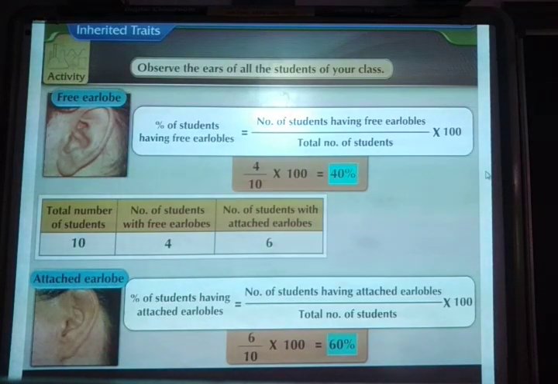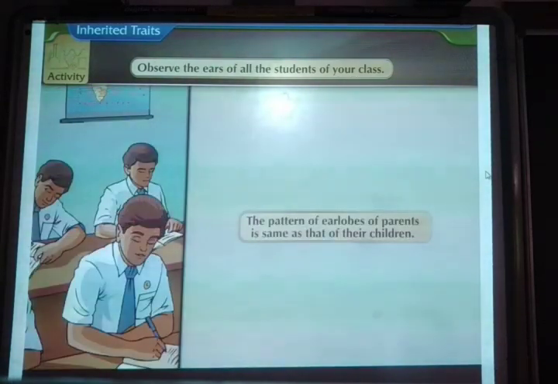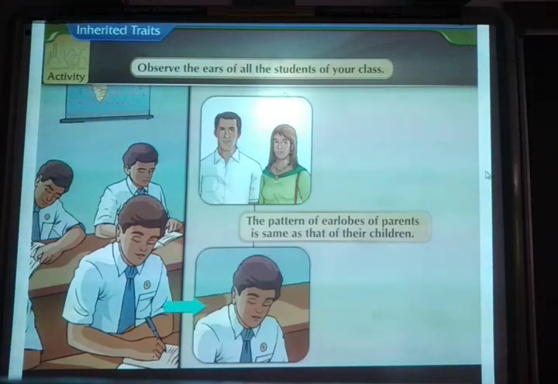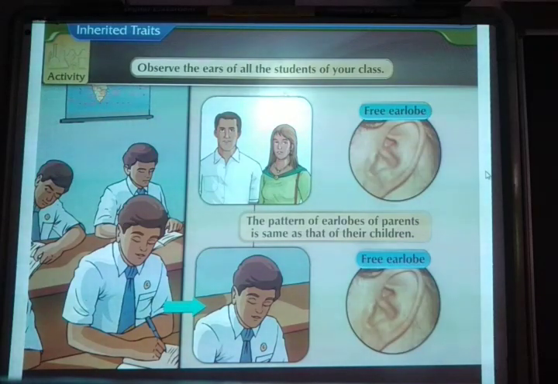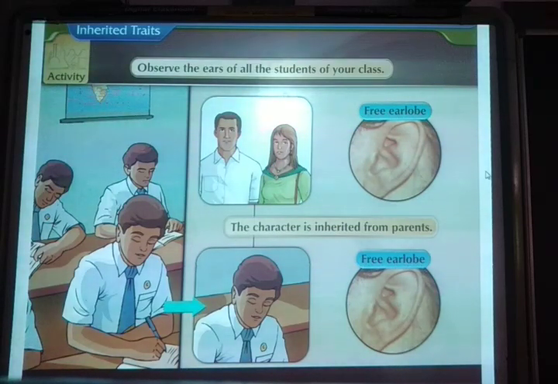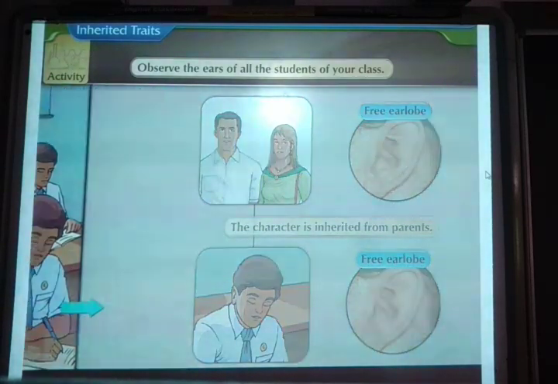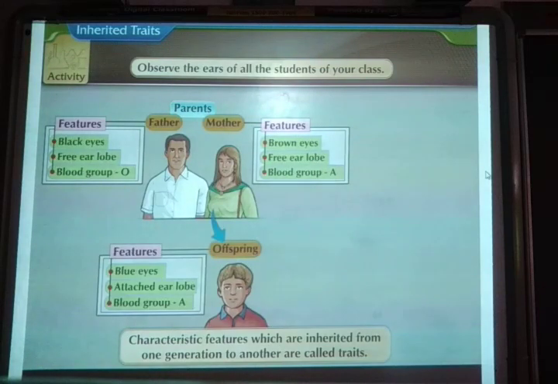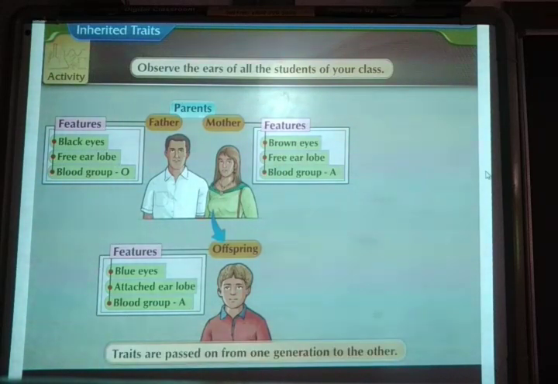Now, if you were to observe the earlobes of the parents of these students, you will observe that their pattern of earlobes is the same as that of their children. This character is thus inherited from the parents. Such characteristic features which are inherited from one generation to the other are called traits. These traits are passed on from one generation to the other. Let us now proceed to understand the rules for the inheritance of these traits.